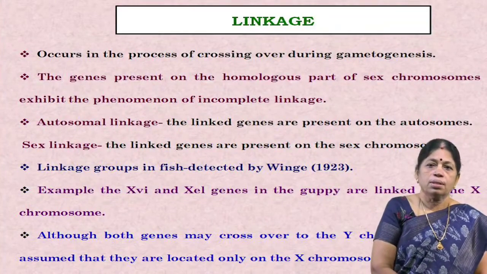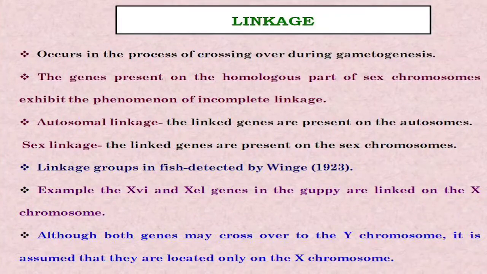The process of linkage as well as crossing over takes place during gametogenesis, because the genes present on the homologous part of the sex chromosome exhibit the phenomenon of incomplete linkage. So linkage may occur in the autosome, that is the body chromosome, and it may also occur in the sex chromosome. If linkage is seen in the sex chromosome, these genes are said to be sex linked genes.